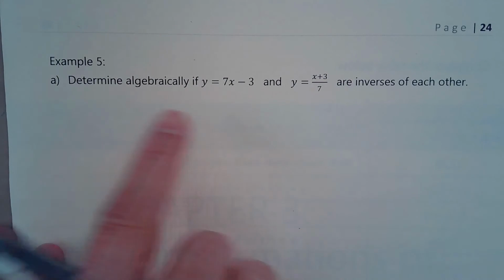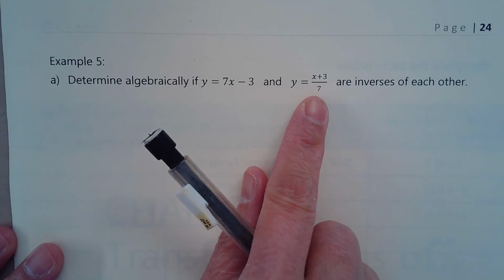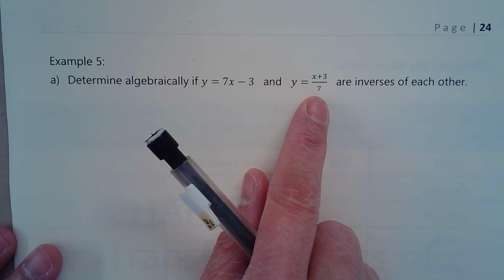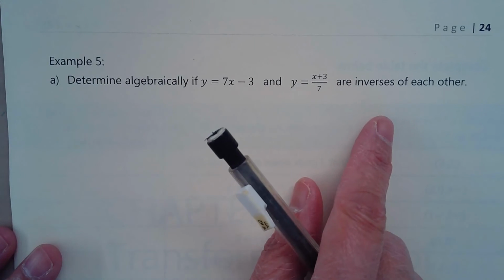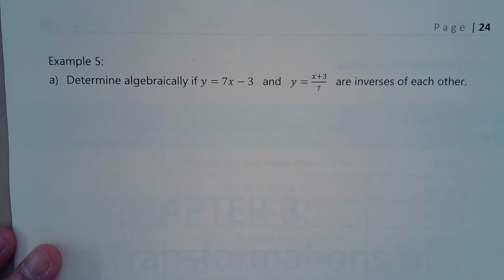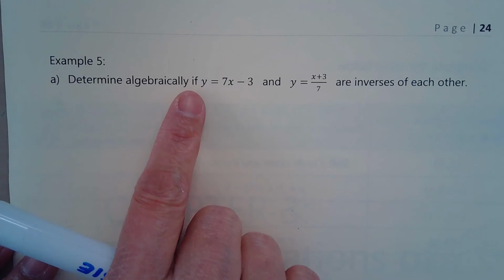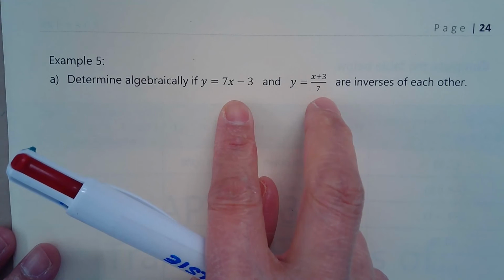Now, example number 5, it says here, determine algebraically if this and this are inverse of each other. So we gotta see if these are inverse of each other. We can't just say yes they are or no, because we have to somehow show some justification, some work. Okay? So let's go ahead to see if these are inverses of each other.